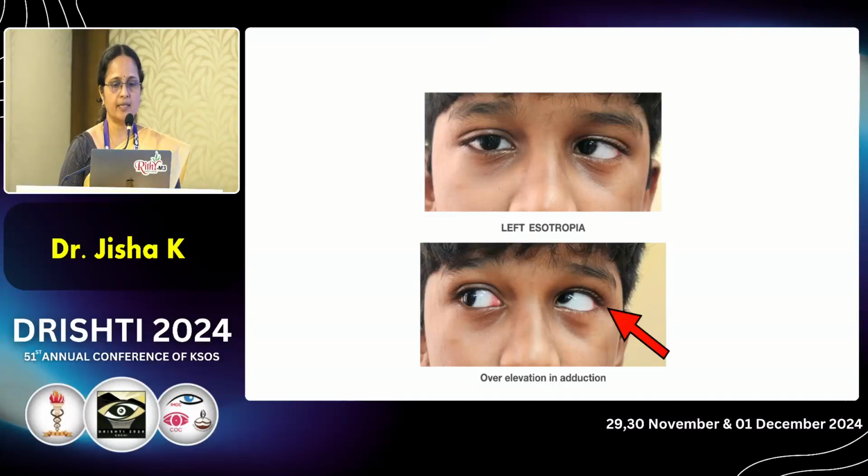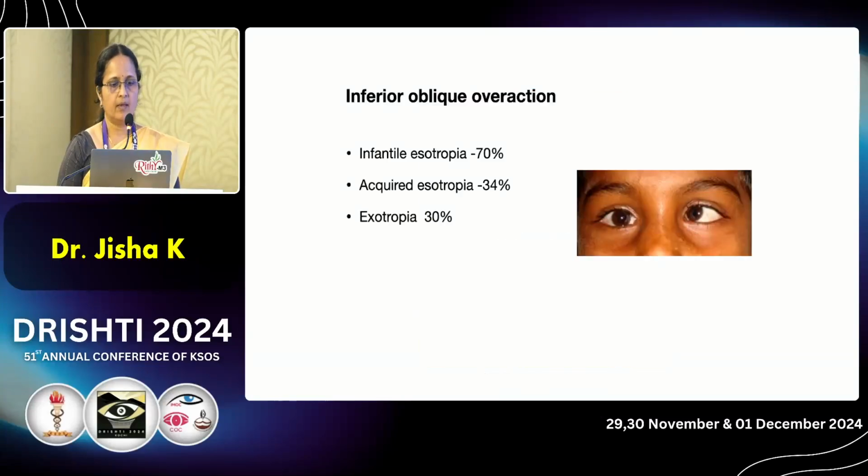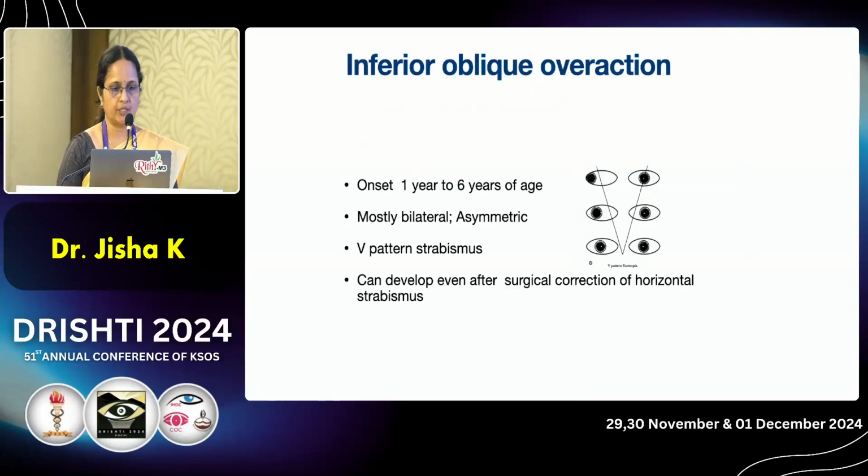In this picture, you can see that the first picture is that of left esotropia. When the child is looking to the right, you can see the left eye is elevating. That is the over-elevation in adduction of the left eye, and it is diagnostic of inferior oblique overaction. Inferior oblique overaction is seen in 70% of infantile esotropia. It can be seen in other types of acquired esotropia like accommodative esotropia also. And 30% of cases of exotropia can also have inferior oblique overaction.